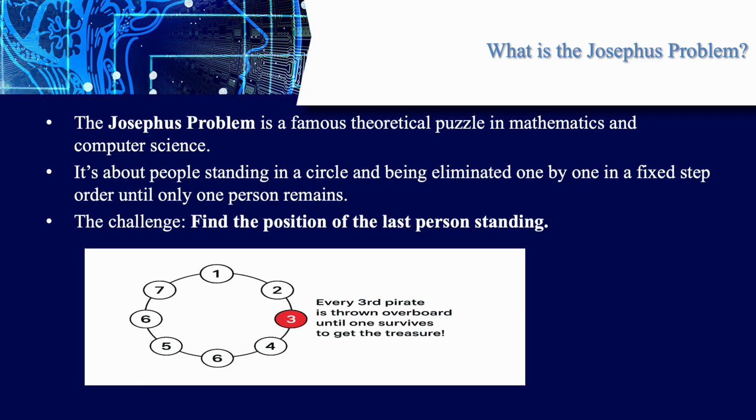The challenge here is to find the position of the last person standing without simulating the entire process manually every time. It is named after the historian Josephus Flavius, who used this strategy to save his life.